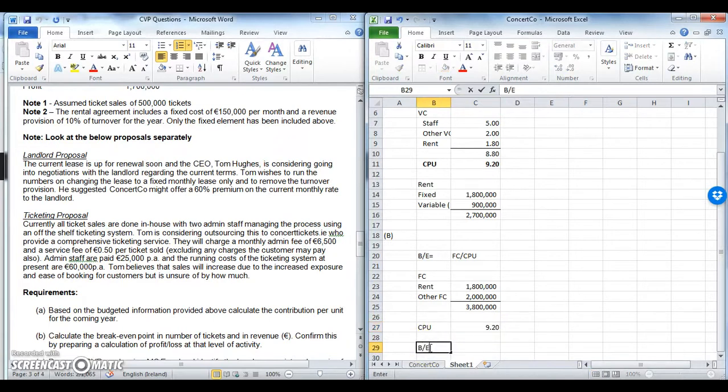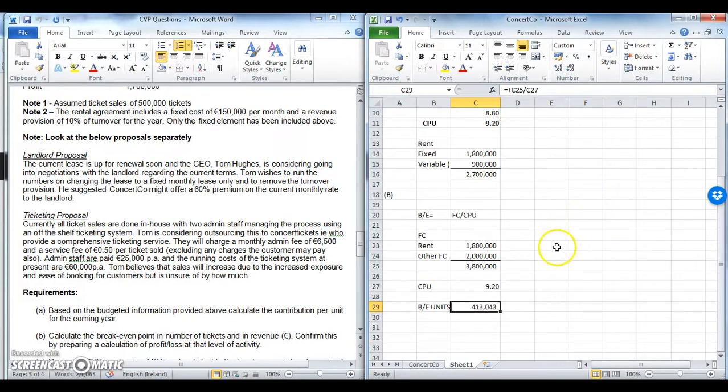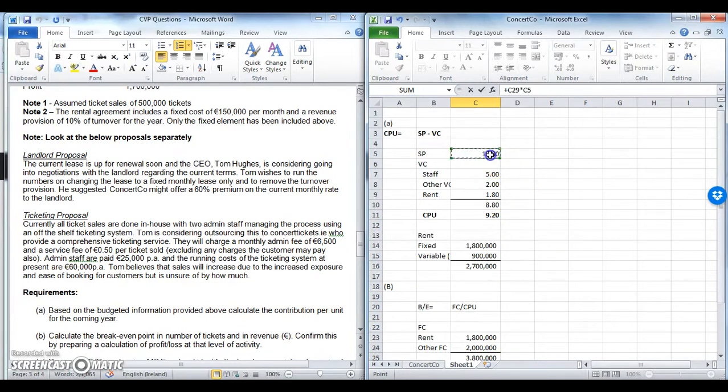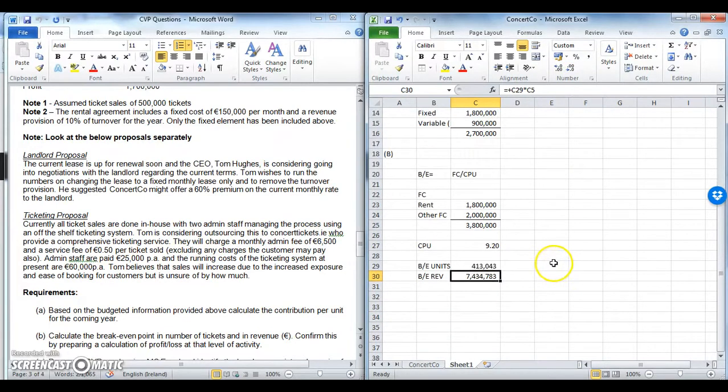There's no point trying to copy down every so often the workings you've already done. And finally then, break even in units is 3.8 million over 9.20, meaning we have to sell 413,043 tickets to break even. And the break even in revenue is essentially your units times your sales price, which is 18 in this case. So you need to make sales revenue of about 7.5 million or sell 413,000 tickets.